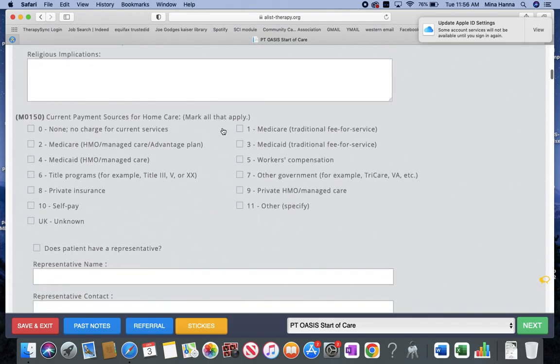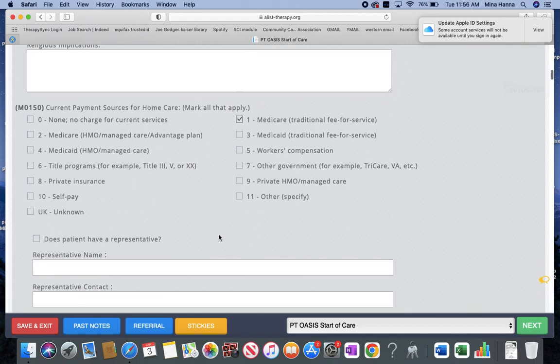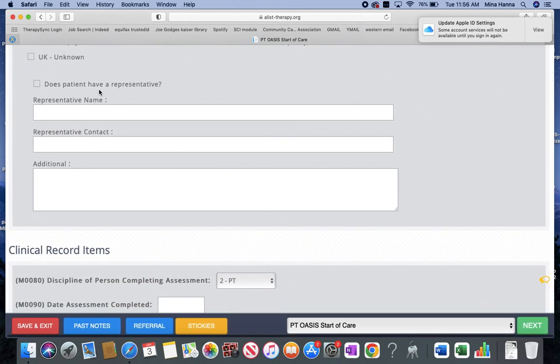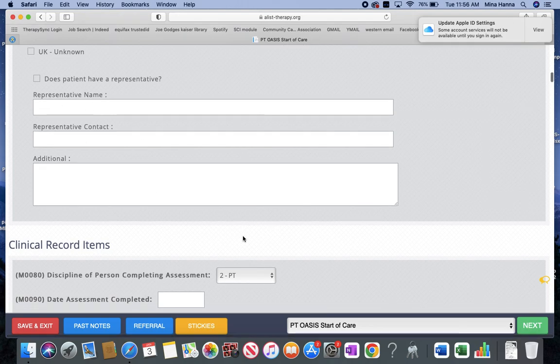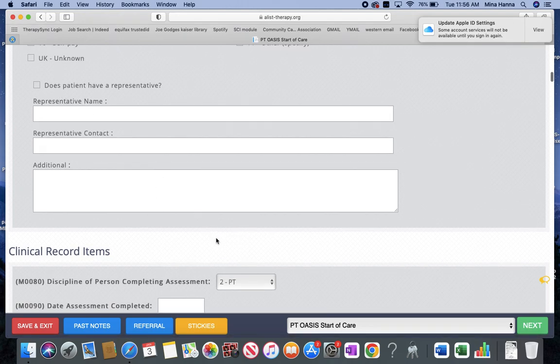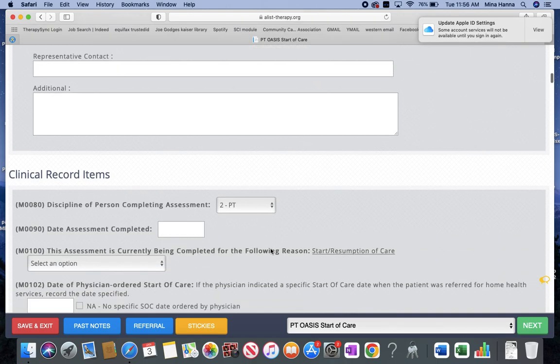Source of payment, I don't want you to worry about that too much. If you want to, you can always select Medicare, and then the office or the agency will change it. You can skip this. You don't have to worry about this so much as well. But unless you want to, and the patient indicated they have a representative that does everything for them, you're more than welcome to add that information.